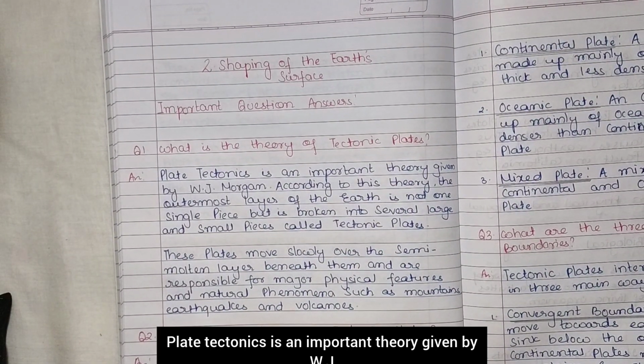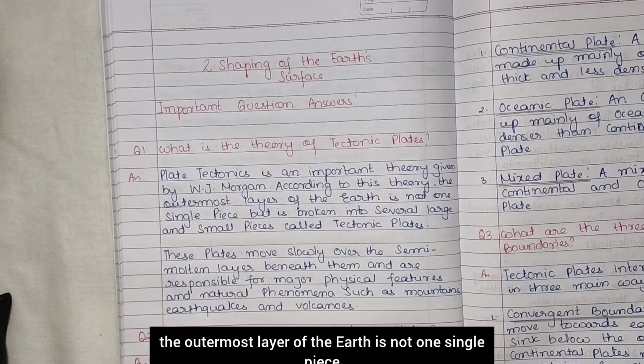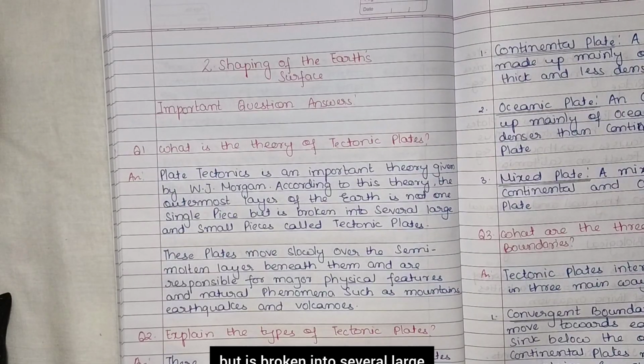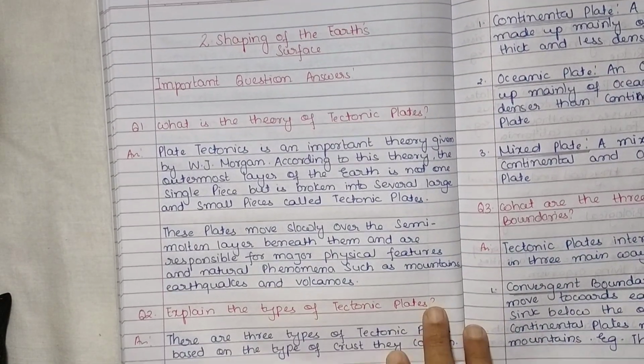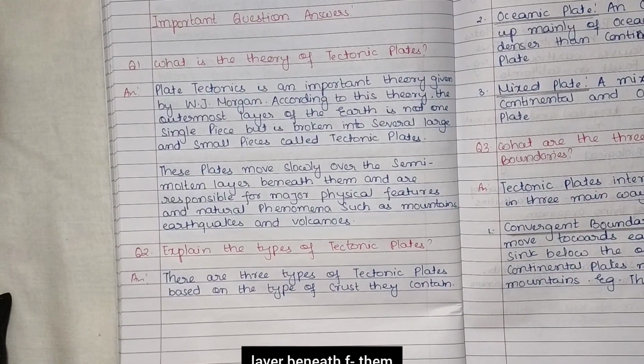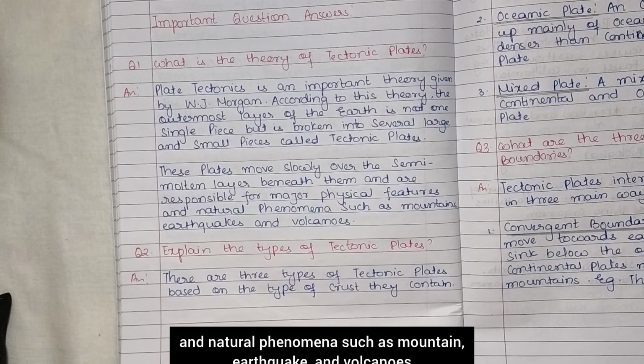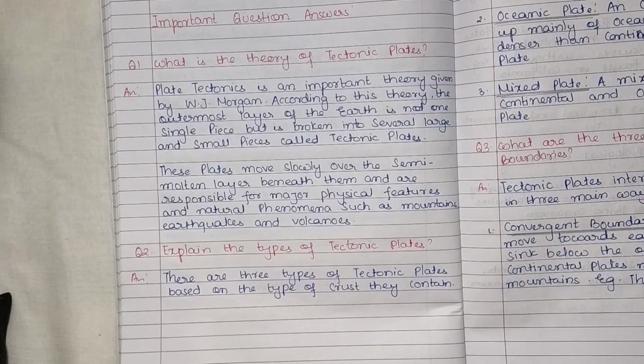Plate tectonics is an important theory given by W.J. Morgan. According to this theory, the outermost layer of the Earth is not one single piece, but is broken into several large and small pieces called tectonic plates. These plates move slowly over the semi-molten layer beneath them and are responsible for major physical features and natural phenomena such as mountains, earthquakes, and volcanoes.